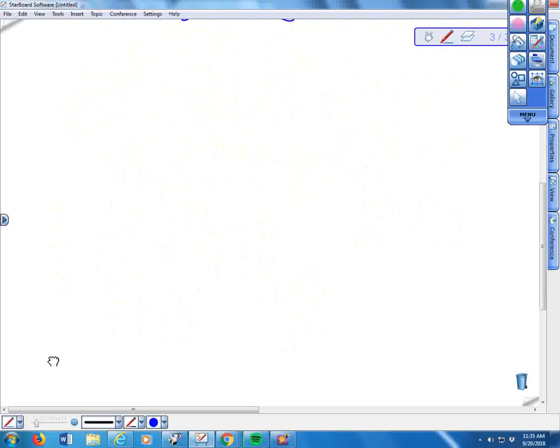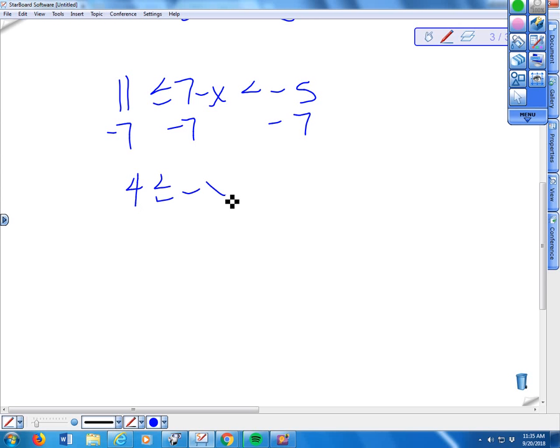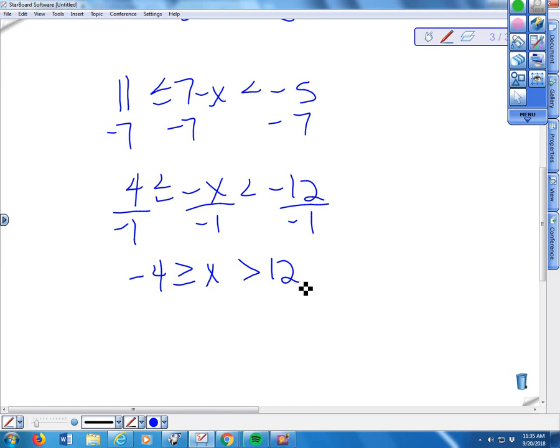And then the bonus. So this is an and because of the way it's written, the compound. There's no or between the two. And I've got to solve. So I get 4 less than or equal to negative x less than negative 12. Divide by negative 1. And when I do that, I have to flip the signs and then graph.